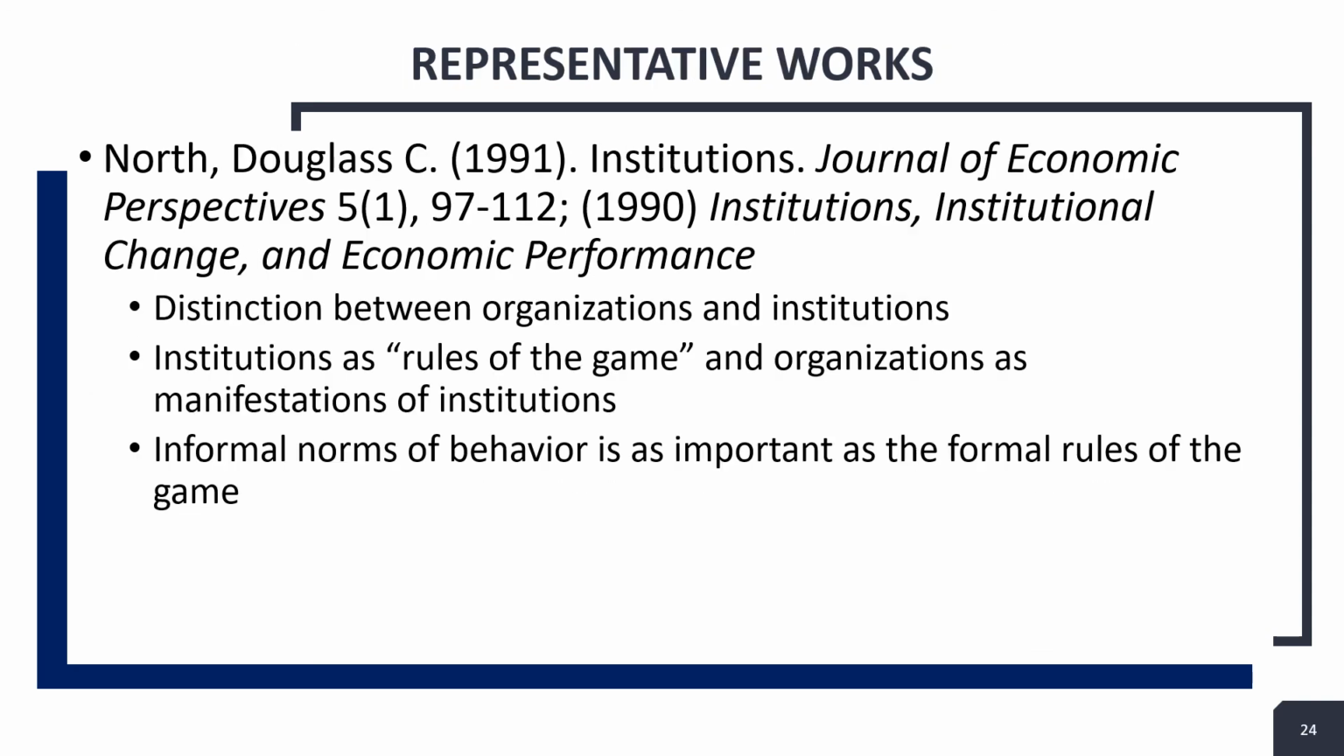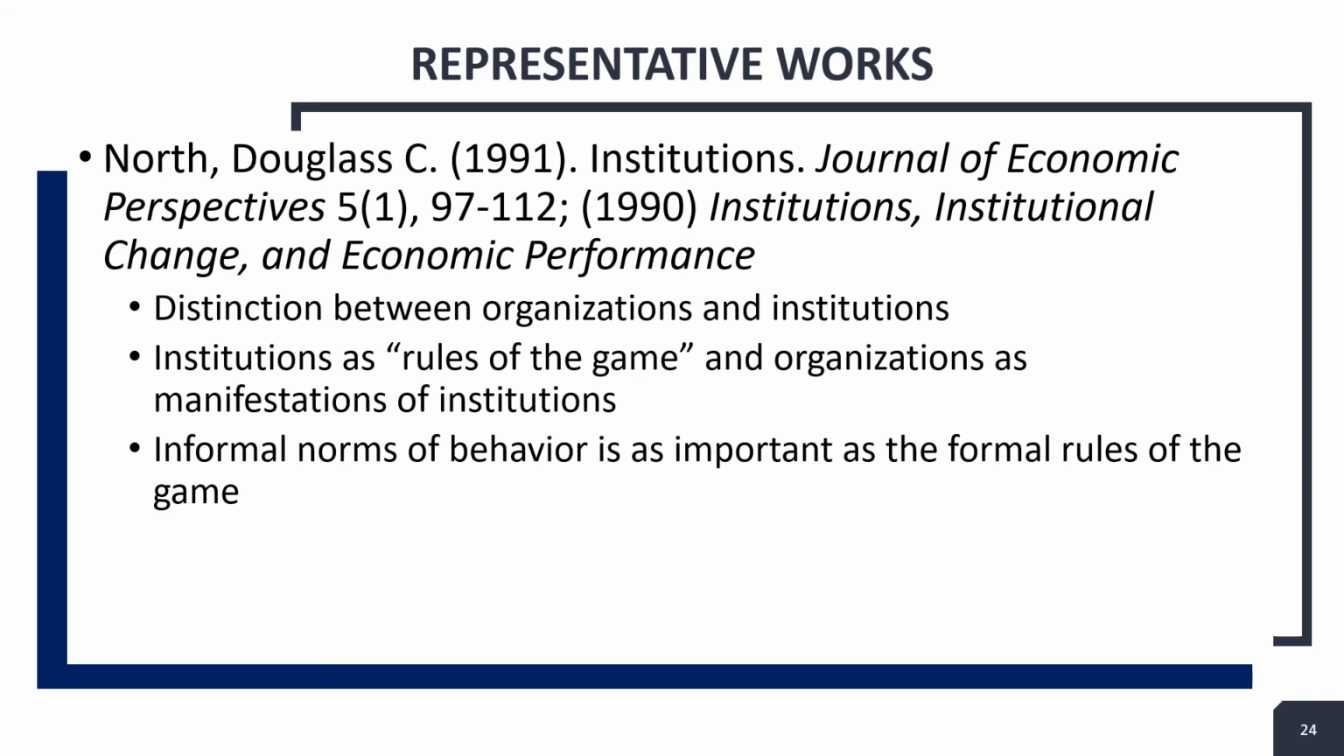So we now move on to representative works. Since this is very long already, what we will do is just have a quick background on these representative works, and if you're interested about them, you can find readings about them online. Okay, so first is Douglas North's institutions. North introduced institutions to neoclassical economic theory. Institutions for him are the rules of the game that constrain and shape human interaction. As previously discussed, he also thought that informal norms of behavior are as important as the formal rules of the game.